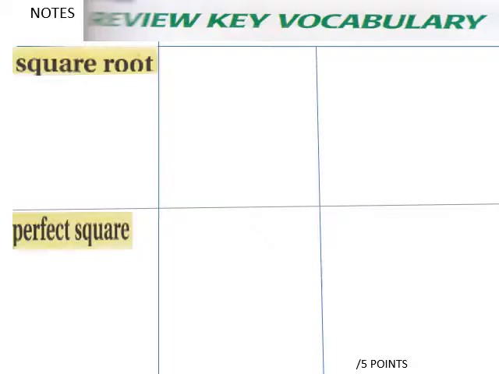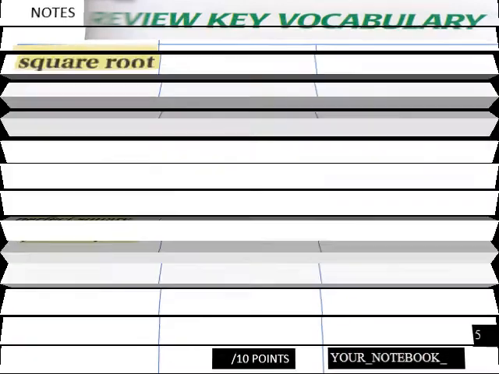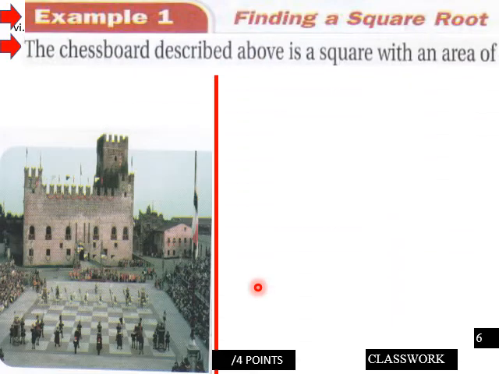Excuse me. Then we get into vocabulary here: perfect square and square root. This goes into the student's notebook for vocabulary keeping. Class worksheet, page 6. Finding a square root.